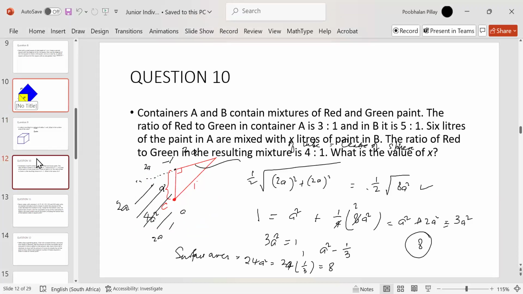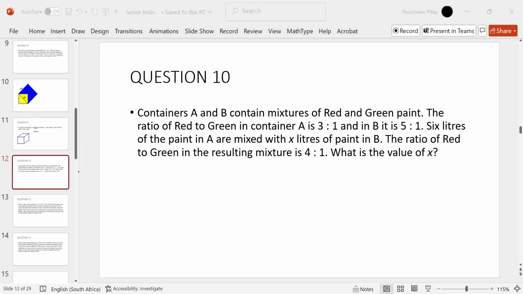Okay, so that was a demanding problem. The next one: containers A and B contain mixtures of red and green paint. I don't have too much time. If some of you need to go away, I'll allow you to go. But I'm going to try to finish as much as I possibly can. Unfortunately, I started late. Okay, let's just have a look at this thing here.